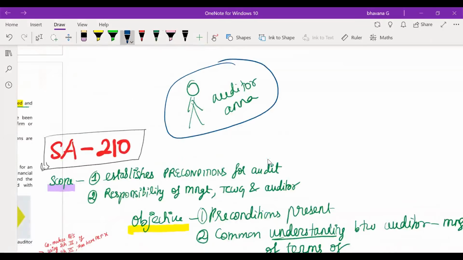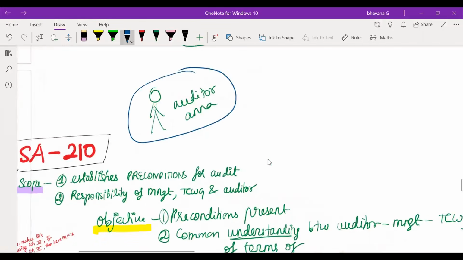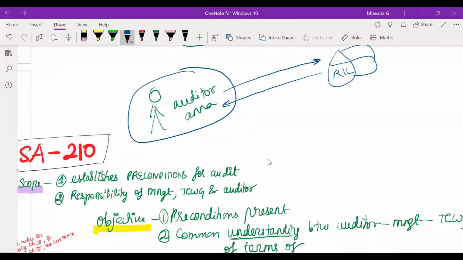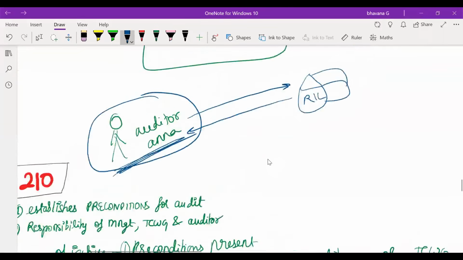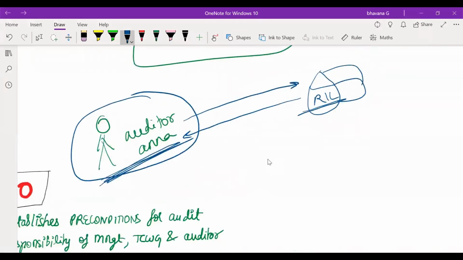So our auditor Anna gets a request from a company. He gets a request from Reliance. Reliance requests this auditor Anna to do the audit in their company. So what this auditor has to see is whether he can accept the Reliance audit or not. How will he see this? There are a few preconditions.